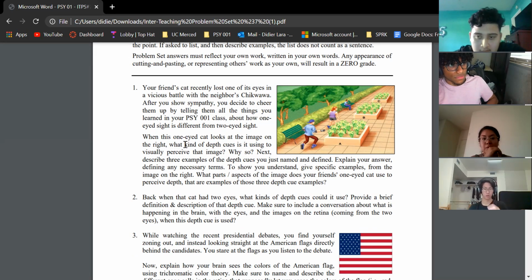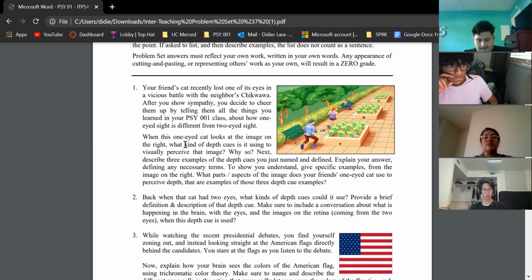For that one I wrote that I tried using a monocular depth cue to perceive the image because it only has one eye due to a past incident. The next three examples of depth cues are monocular depth cue, which requires one eye and is also referred to as a pictorial cue. It discusses occlusion, which occurs when one image partially blocks the view of a second object. The partially hidden object is seen as further away than the whole object. The second depth cue is known as relative height.